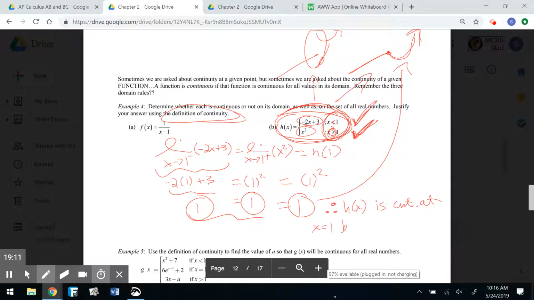Why? Because the limit as we approach 1 of h of x, believe it or not, I can just write this. I don't have to do a left or a right. Why? Because they're the same thing. And if they're the same thing, then that means I can just write the limit as x approaches 1 is equal to the function value. Boom. And that is the most important thing.